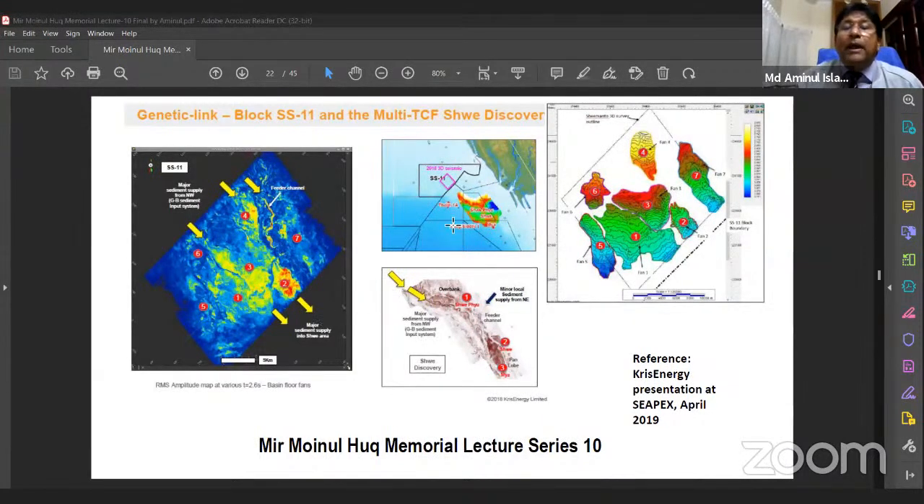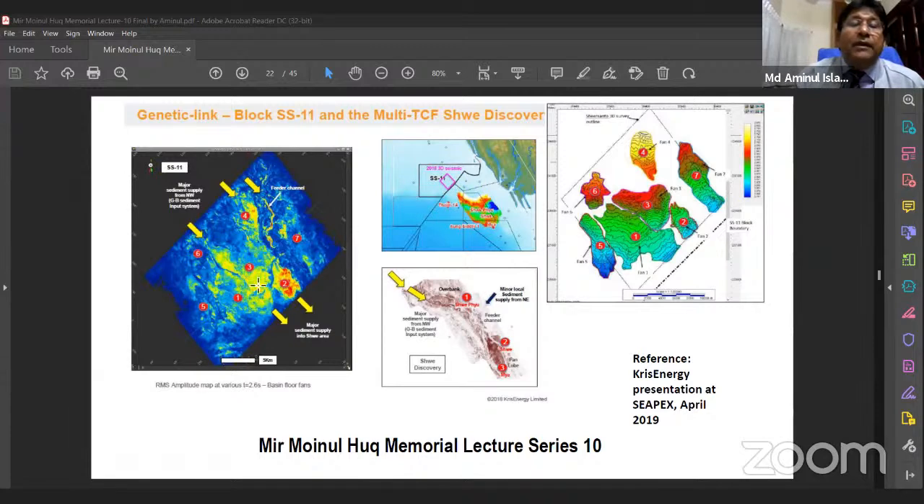And now come back to this map here. You see that red bubble here, and on top of that, our SS11. This production sharing field is probably owned by Chris Energy or some other people. But this figure comes from one of their presentations at CPEX. So you can see their attribute map here, very nice attributes, just right above these three discoveries.